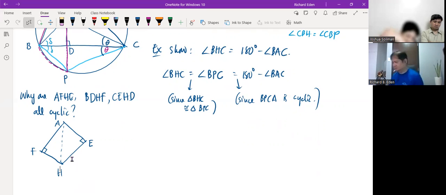Maybe if we can prove that AF is congruent to AE or FA is congruent to HE, then we can prove that it's a rectangle. Does it have to be a rectangle to be cyclic? No, actually. It just needs supplementary opposite angles. Yes. And don't we have that? So, do we indeed have that?